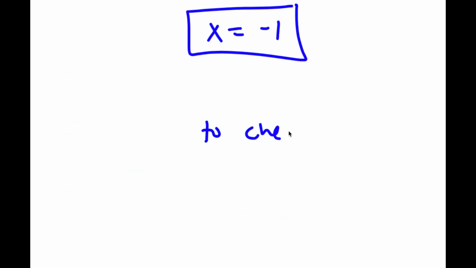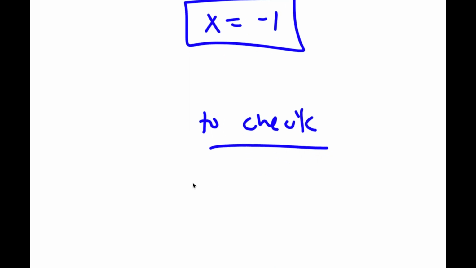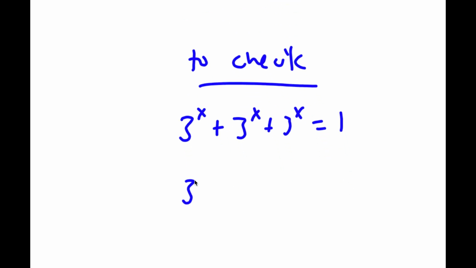So now to check, I have 3 to the power of x plus 3 to the power of x plus 3 to the power of x is equal to 1. x is equal to negative 1, so I have 3 to the power of negative 1 plus 3 to the power of negative 1 plus 3 to the power of negative 1 is equal to 1.